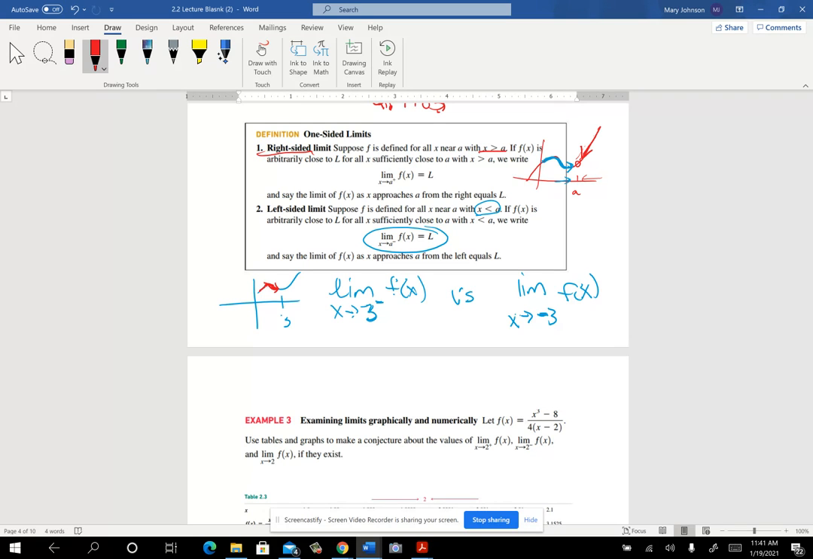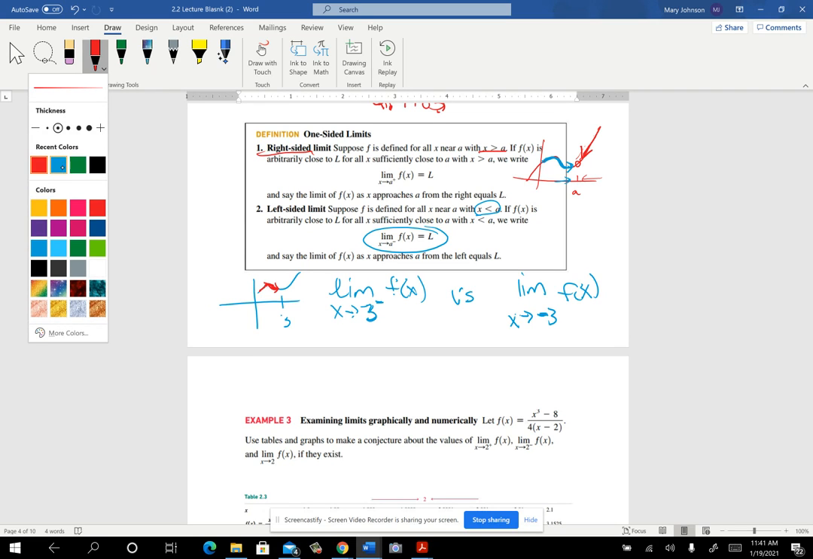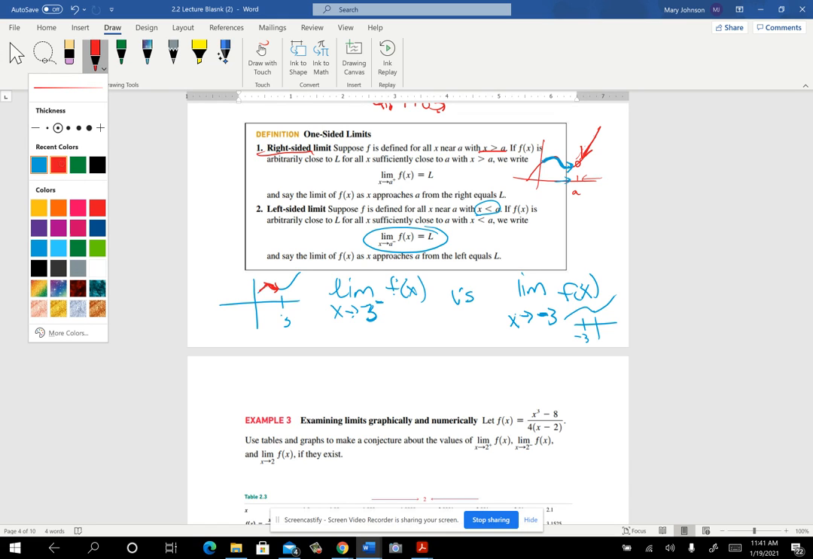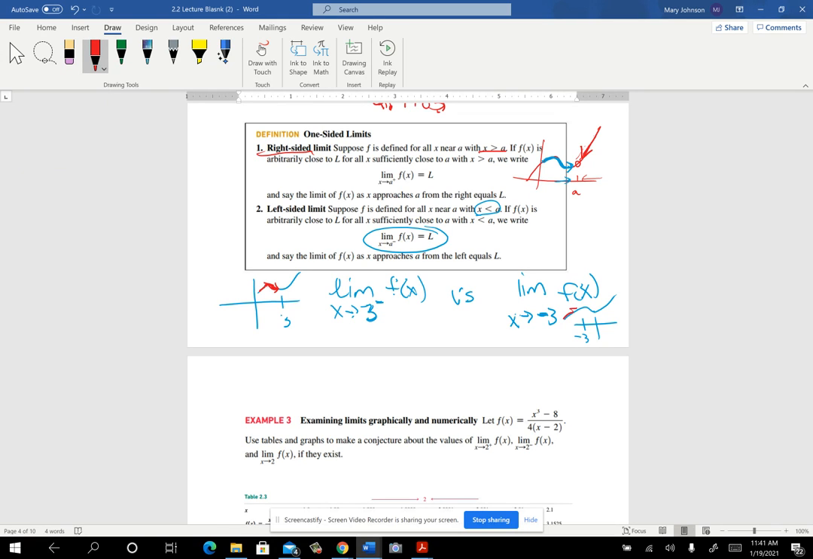If you were doing this one, the one on the right, you actually should be looking over here at -3 and seeing what happens as you get close to -3 from either side. See how different those are? So get used to the notation. When you're looking at one-sided limits, the plus and the minus sign come after the value.